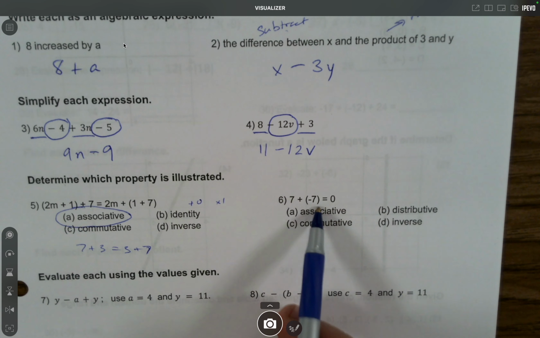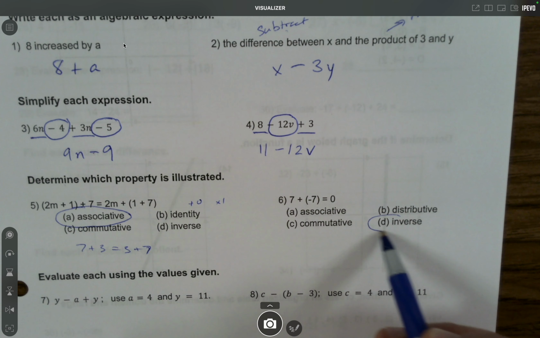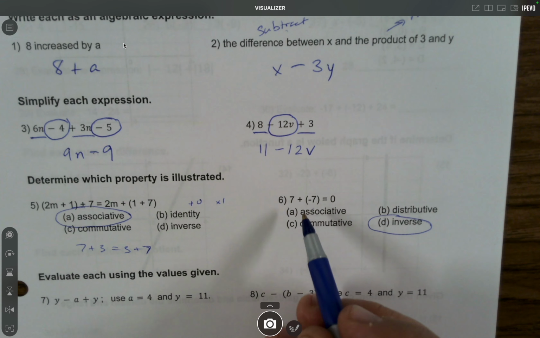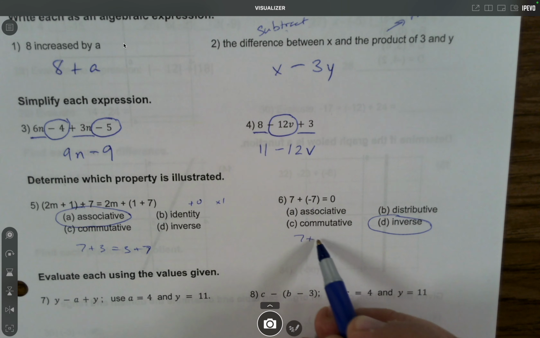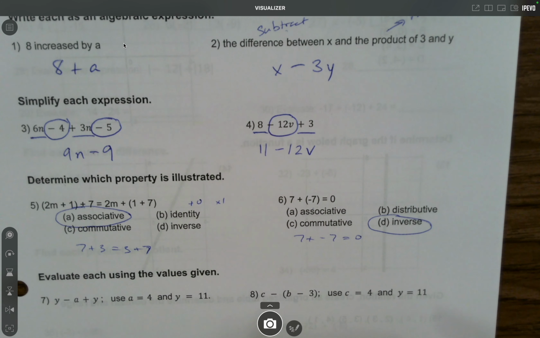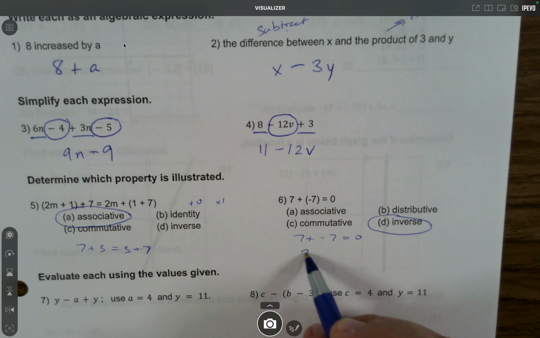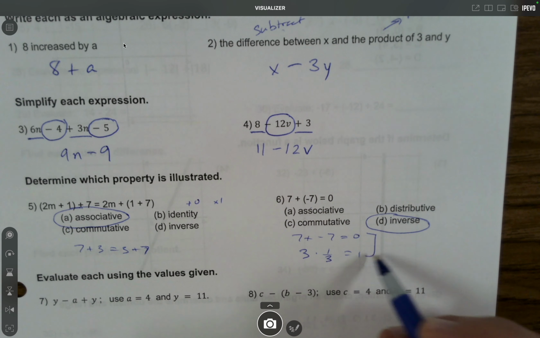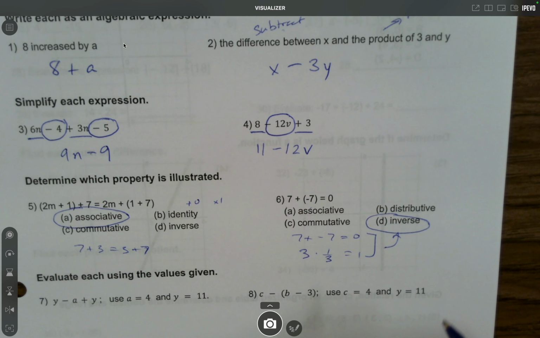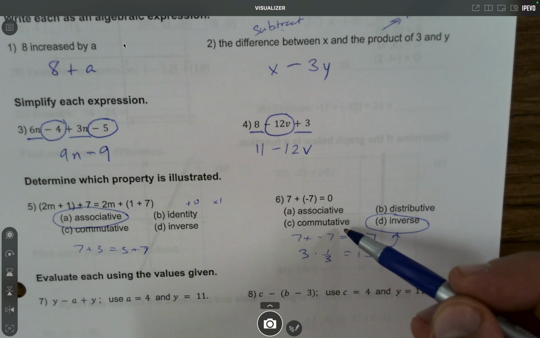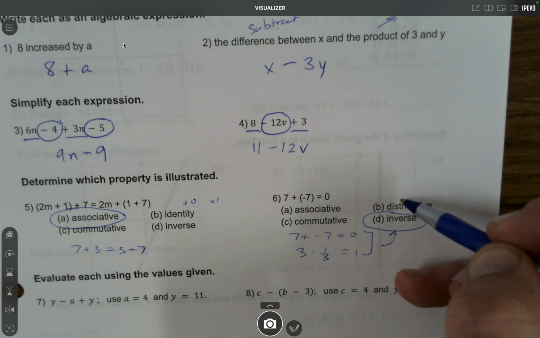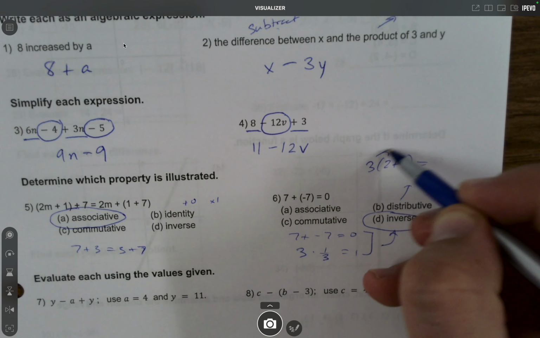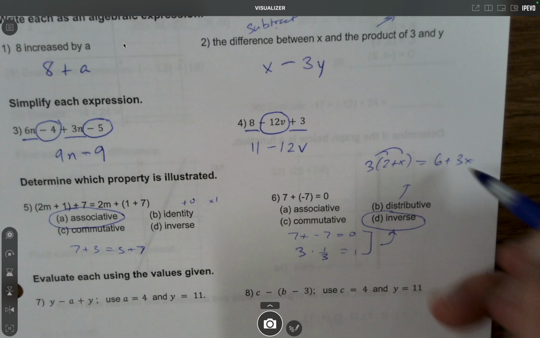Number 6, this one is an inverse because -7 is the inverse, the opposite, of +7. So when you're adding, it's the fact that you can add the positive and the negative version together and you get 0. If you're multiplying, it would be that you can multiply by the inverse or the reciprocal and get 1. So both of these would apply to inverse. We've already talked about associative and commutative from number 5. Distributive, just remember that would be something like 3 times 2 plus x. Then we distribute that and we get 6 plus 3x.